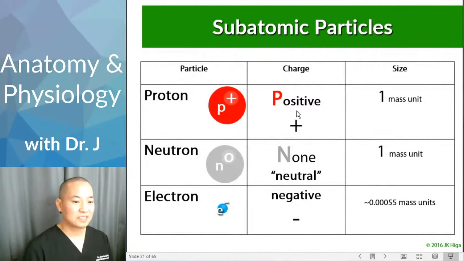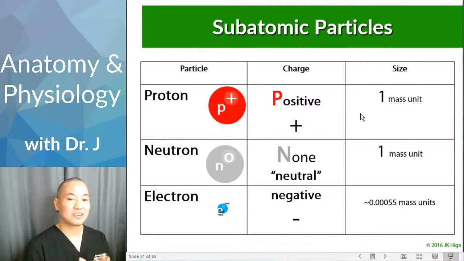And why do they buzz around? That's more for quantum physics. I think that's like a 200 level physics class. And again, if you're going into the health sciences, unless you're going into maybe radiology, you don't need to worry too much about that. All right, so, subatomic particles.